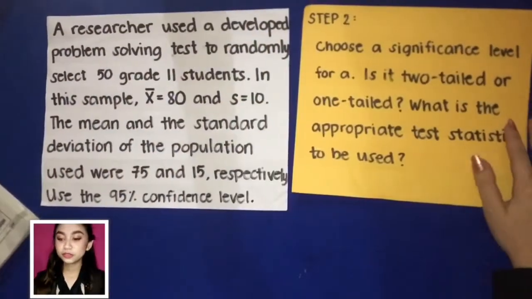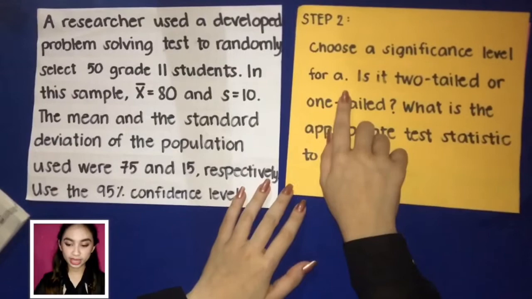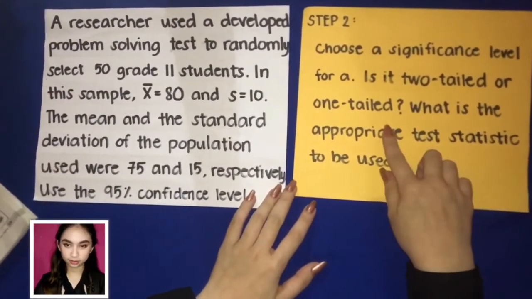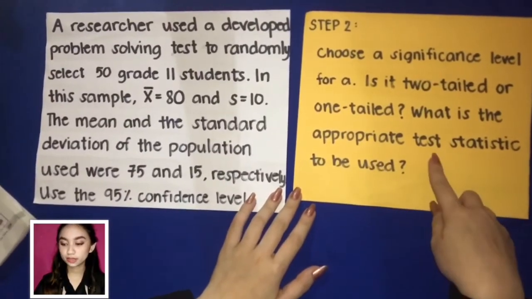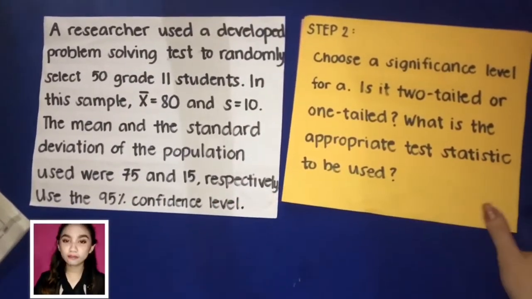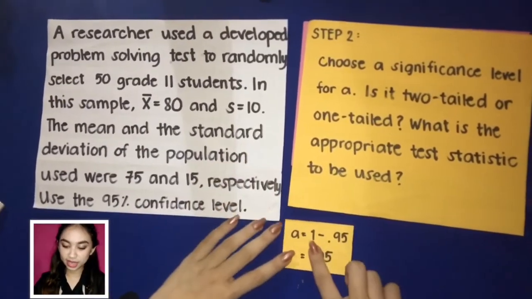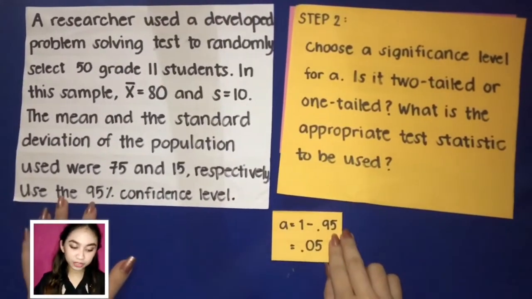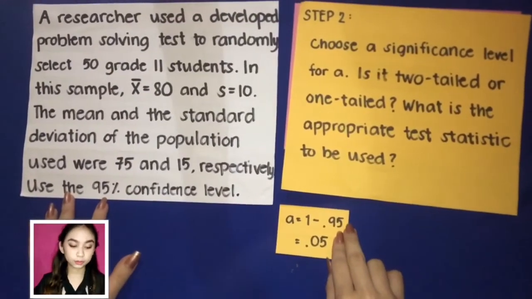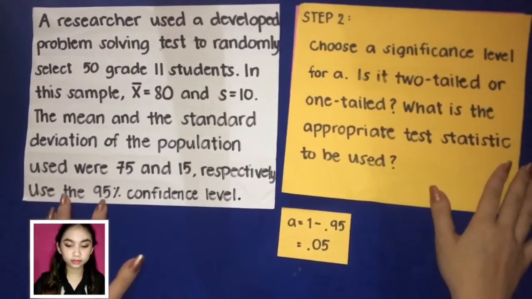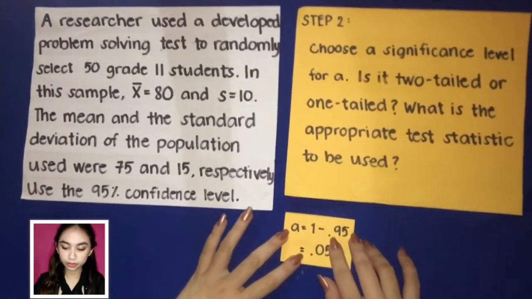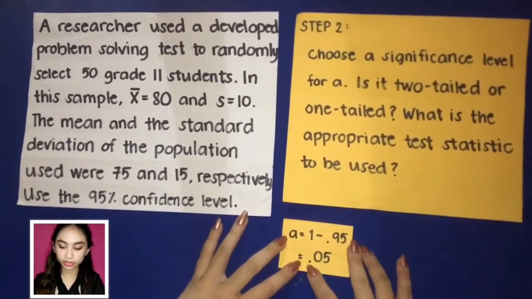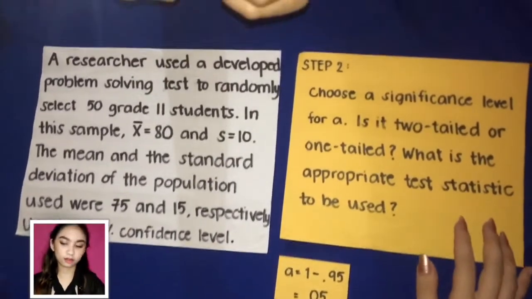Step 2. Choose a significance level for alpha, and we will answer the question, is it two-tailed or one-tailed? What is the appropriate test statistic to be used? So our level of significance is alpha equals 1 minus 0.95, because 100% minus 95% is equal to 5%, and turned into decimal, which will be 0.95. 1 minus 0.95 is equal to 0.05, which will be our level of significance.